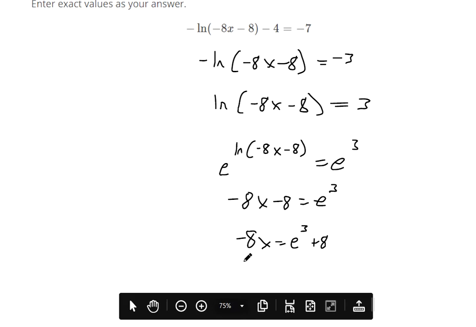And then divide both sides by negative 8. I'll check to make sure Newton accepts this way of typing it in, but divide both sides by negative 8. So this would be your solution.